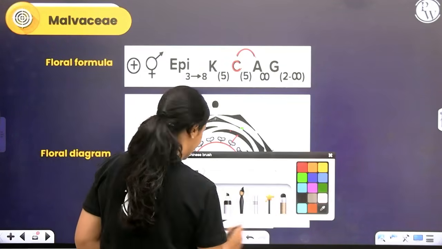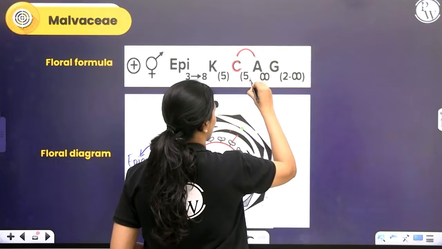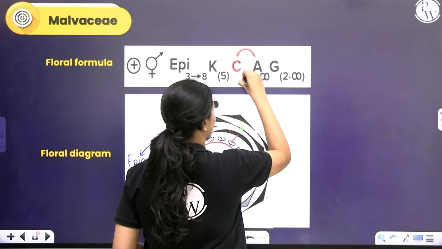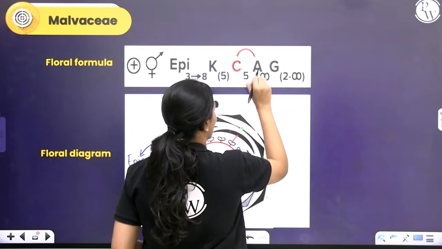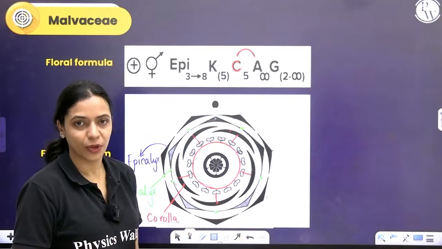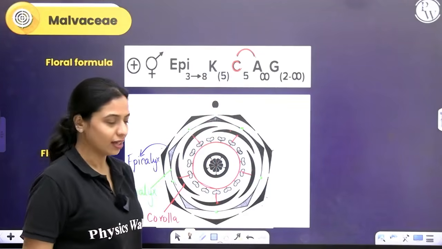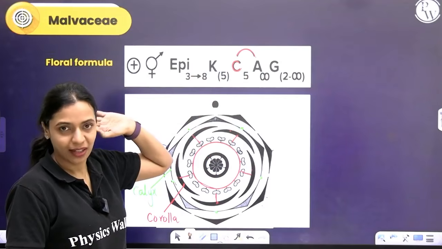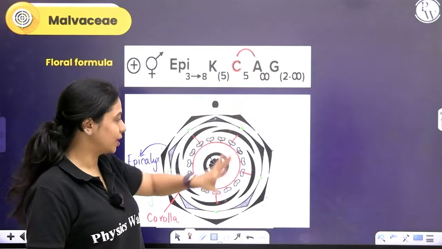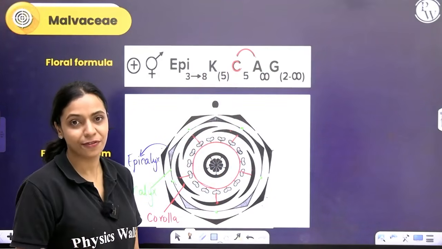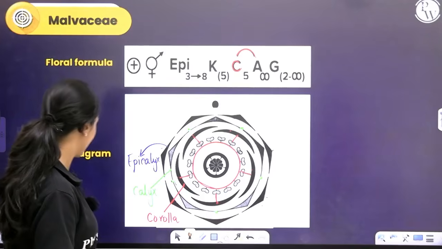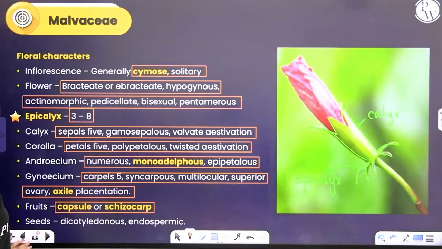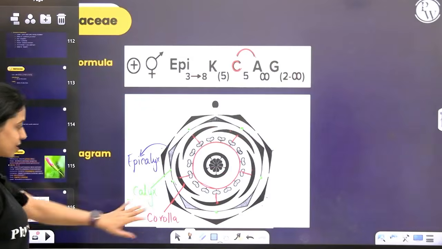This should not have these brackets. Yeah, and the androecium is numerous, so you're not putting a number there, you just write the infinity symbol. Gynoecium, depending upon the species, it can vary from 2 to many, but in most cases you see 5 carpels. Okay, so here also we have mentioned that it has 5 carpels. So in the diagram also it is mentioned 5 carpels.